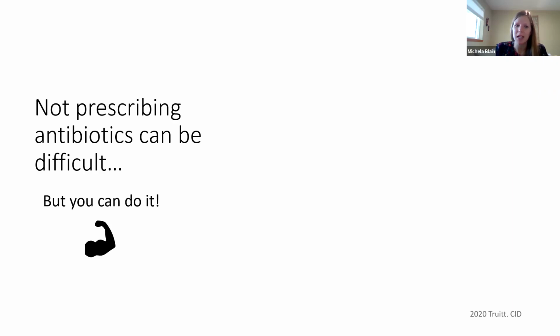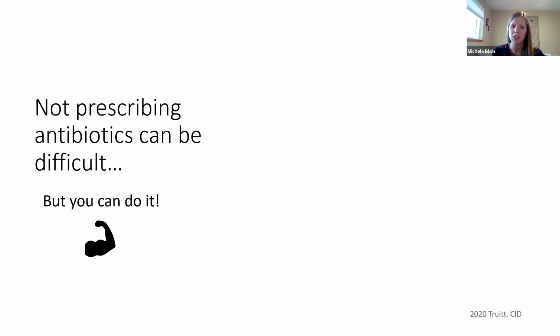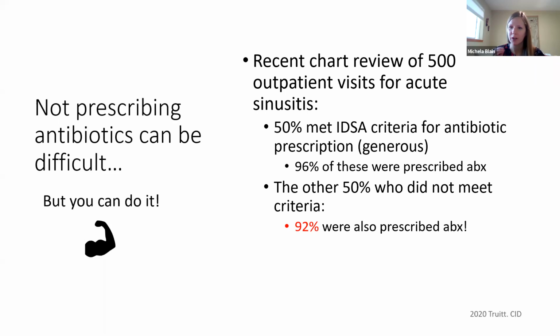So the focus of this case is we're going to talk about that not prescribing antibiotics can be difficult, but you can do it. So there was a recent study that came out this year in CID. There was a chart review of 500 outpatient visits for acute sinusitis, and half of them met IDSA criteria for antibiotic prescription, which were those indications from the previous slide. So persistent, not improving, severe, or worsening. As you can see, those are pretty generous. With it only being 2% of the causes, those criteria are pretty generous. They're not going to let you miss folks with those criteria. They're really wanting to screen people into that.